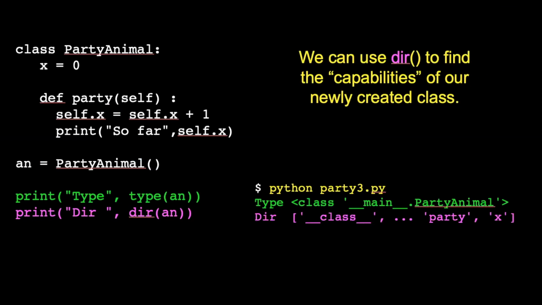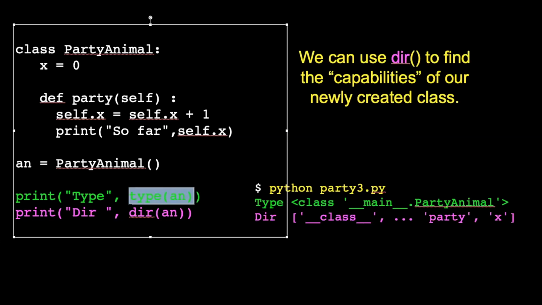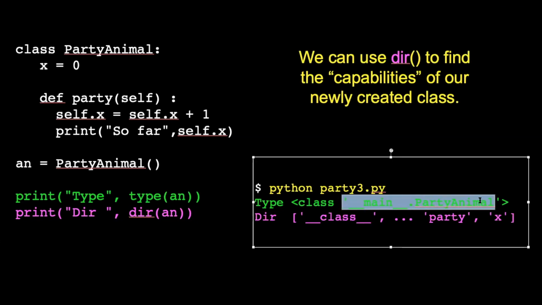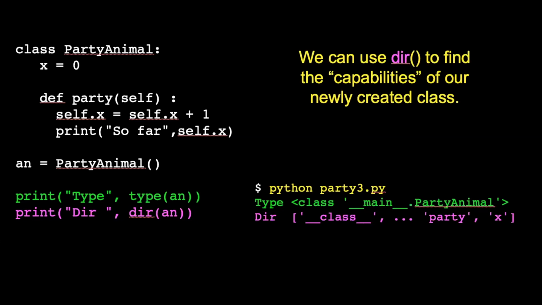Okay, so this is another kind of use case. We went through completely whatever's in white in the last 2 slides. We can use directory to find the capabilities of our newly created class. So this is exactly what I'm doing: a type on an AN, and then a directory on it. If you do a type, you can see that this is main party animals. What does that mean? Well, main generally means console applications. So you're running a console application which outputs in a console.